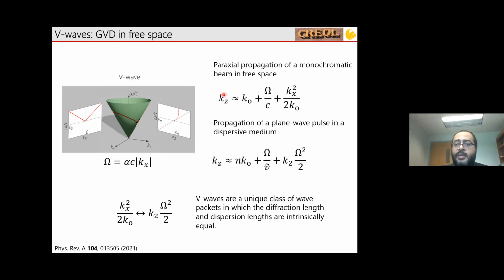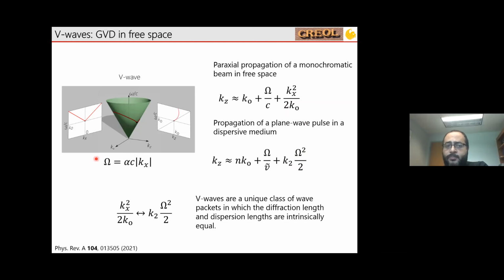If you look at the expansion of the axial wave number for a monochromatic beam propagating in free space, the quadratic term will be quadratic in kx, hence diffraction. And then I want to look at the expansion of the axial wave number for a plane wave pulse in a dispersive medium. The second order term will be quadratic in omega, representing dispersion. You can see there's a clear analogy here.